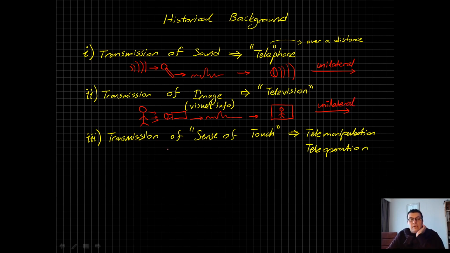Okay, so the guy can make any motion there, the camera records it and sends it back, and the guy on the other side who is watching the television can only see it but cannot give visual feedback to the other side, to the original person. But transmission of the sense of touch is different.